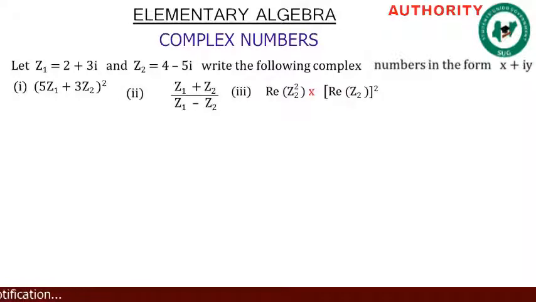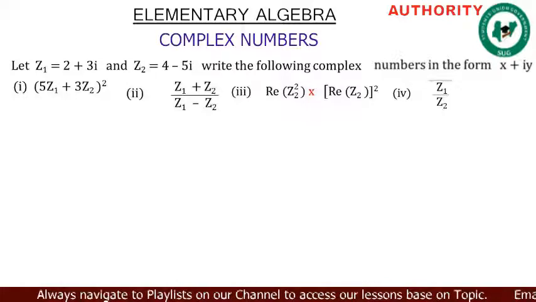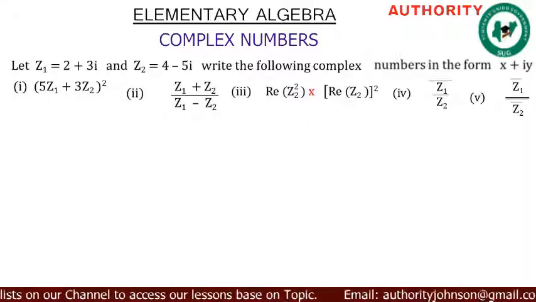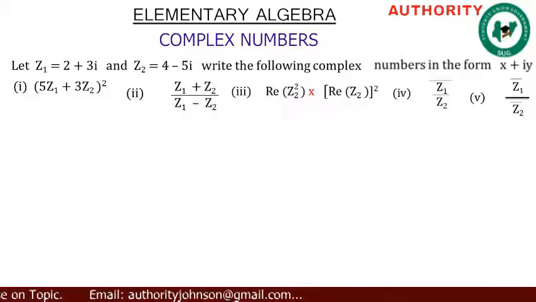Number 3, Re(z2 squared) times (Re(z2)) all raised to power 2. Number 4, conjugate of z1 all over z2. Number 5, conjugate of z1 divided by conjugate of z2. Alright, yes, this is what we are asked to solve. Now let's see how we're going to do it.